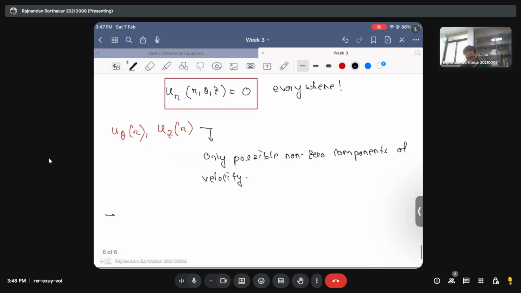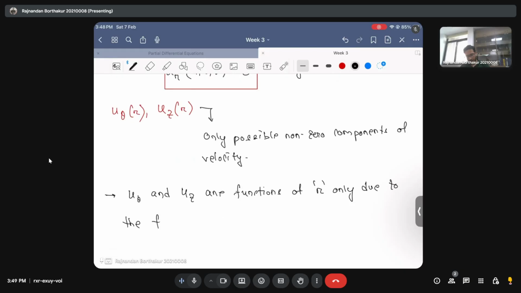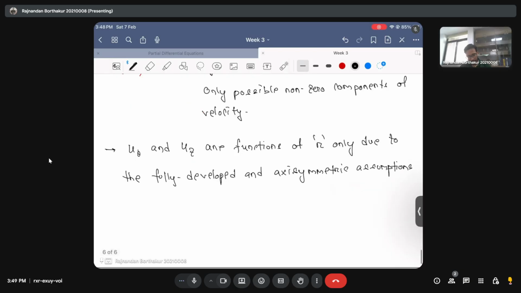So I'll write it down. u theta and uz are functions of r only due to the fully developed and axisymmetric assumptions. Okay, all right. So that's it.